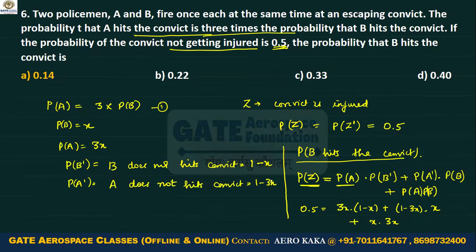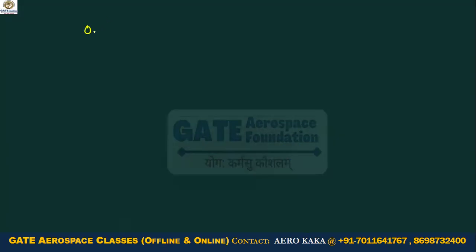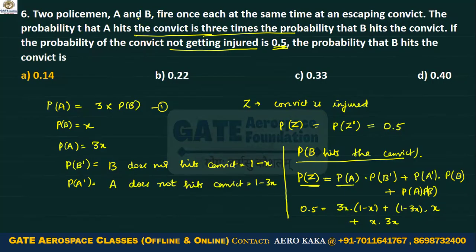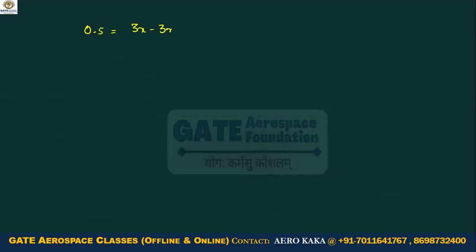So I'll take this equation to the next page, which is 0.5 equal to 3x minus 3x square plus x minus 3x square plus 3x square. So if you solve this, you are going to get an equation 4x minus 3x square is equal to 0.5, or 3x square minus 4x plus 0.5 equals 0.